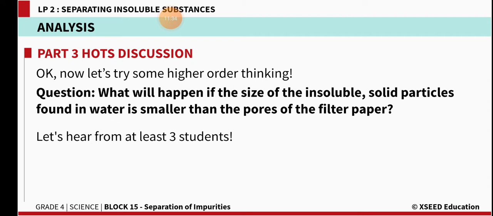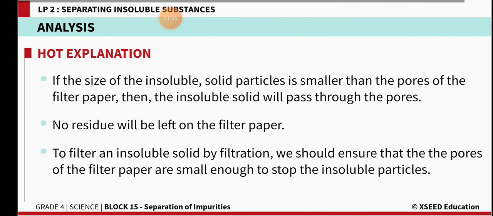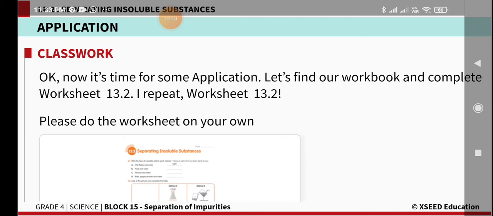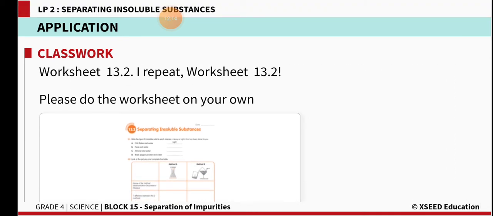Now, what will happen if the size of the insoluble solid particles found in water is smaller than the pores of the filter paper? Then the insoluble solid will pass through the pores. No residue will be left on the filter paper. To filter an insoluble solid by filtration, we should ensure that the pores of the filter paper are small enough to stop the insoluble particles. Then only it can stop and separate the residue.